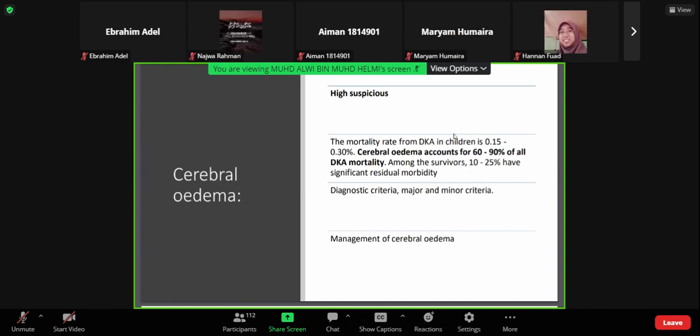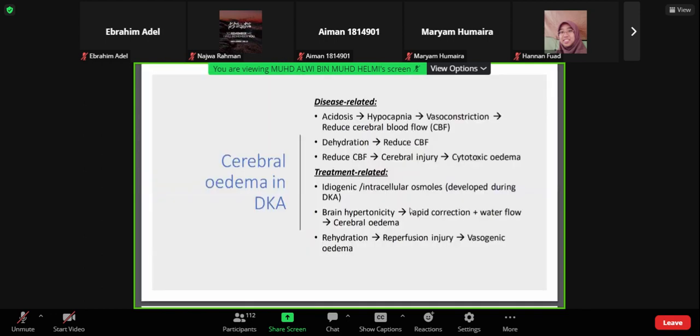Because most mortality of DKA is from cerebral edema, besides severe acidosis. Usually cerebral edema is the reason of death among patients with DKA. What happens is you've got acidosis and hypocapnia, because when you've got acidosis, your body compensates by getting rid of carbon dioxide from your blood through the lung. This leads to vasoconstriction and reduced cerebral blood flow.